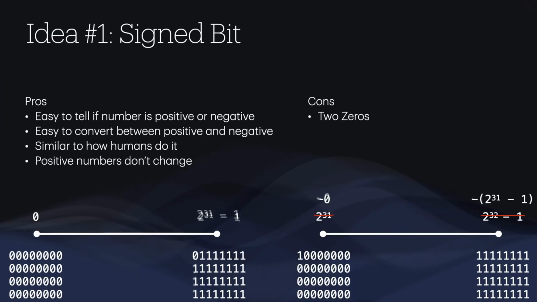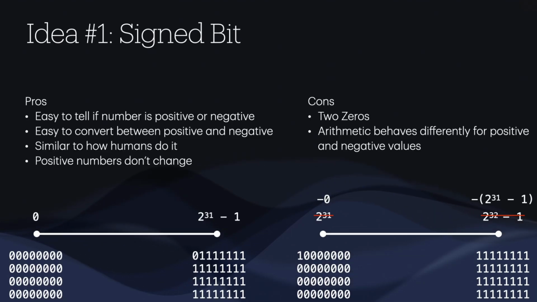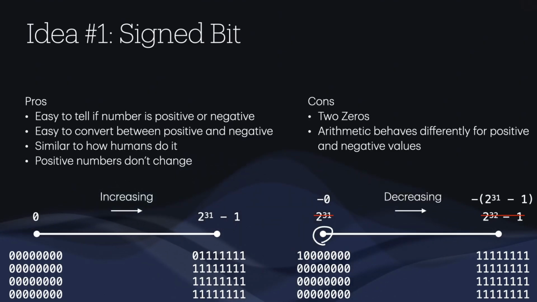But more importantly, the biggest con that you might have not noticed is that arithmetic is going to behave differently for positive and negative values. For example, previously, both the left half and the right half of the number line were increasing when we were looking at unsigned ints. However, now, the left half is increasing, but the right half is actually decreasing. As we go from this end of the number line to this end, we actually get more negative. This might not seem like a big issue, but it can cause issues with the computer where we now have to redesign our circuitry in order to account for these new negative numbers.